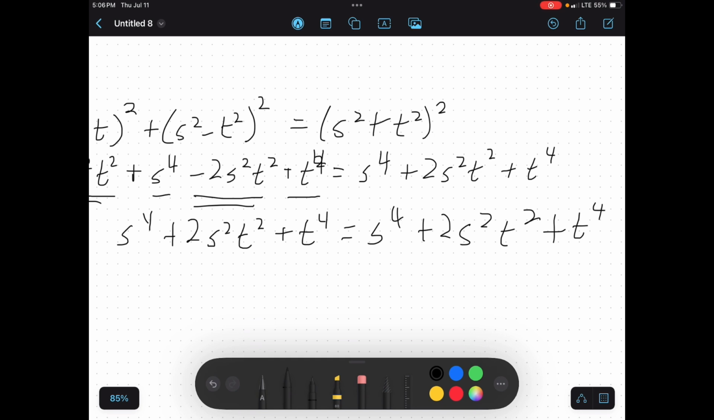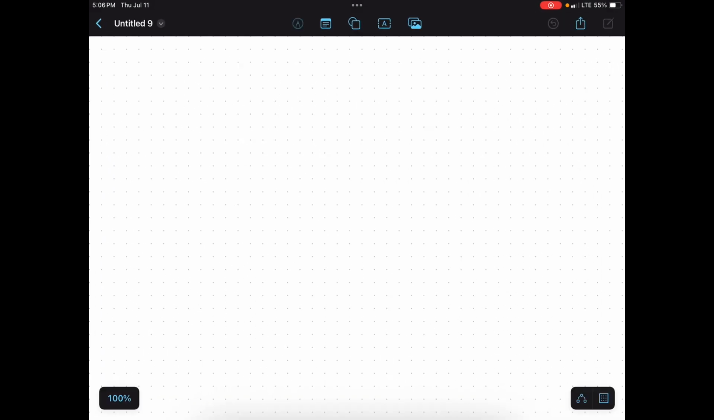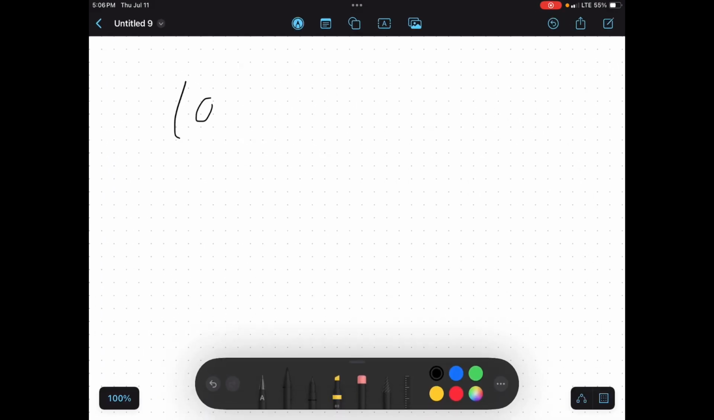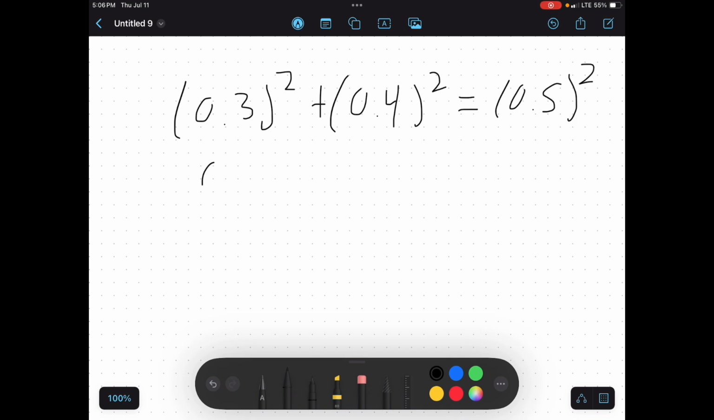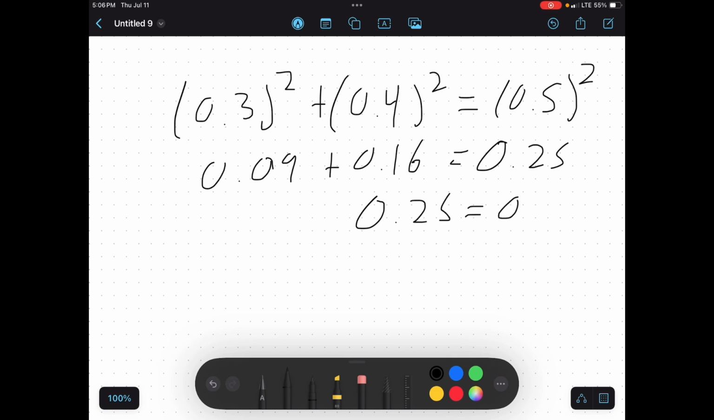Certainly, if we were to scale a Pythagorean triple and instead use something like 0.3 squared plus 0.4 squared, that would give us 0.5 squared, or 0.09 plus 0.16 is equal to 0.25, and that is also true.